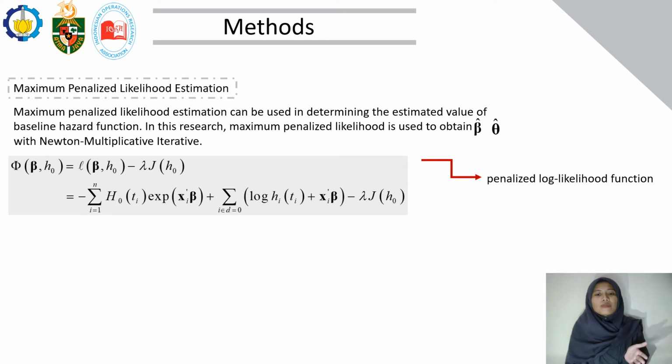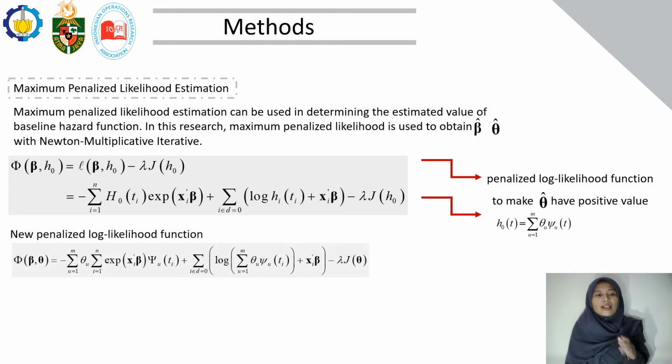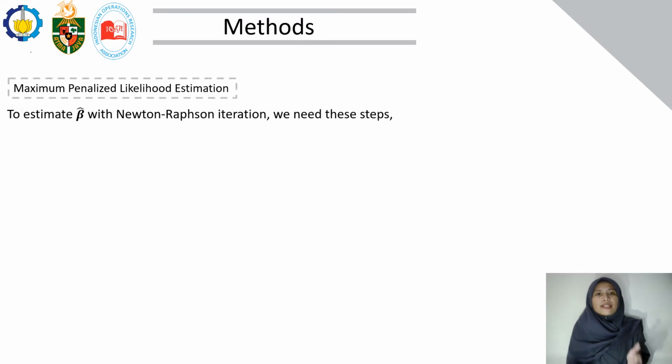Here is the maximum log likelihood function. To make the estimate of theta have a positive value, we have to manipulate the baseline hazard function like this, so we get the new penalized log likelihood function. And we also know that J(theta) is a penalized function. To estimate beta with Newton-Raphson iteration, we need these steps.